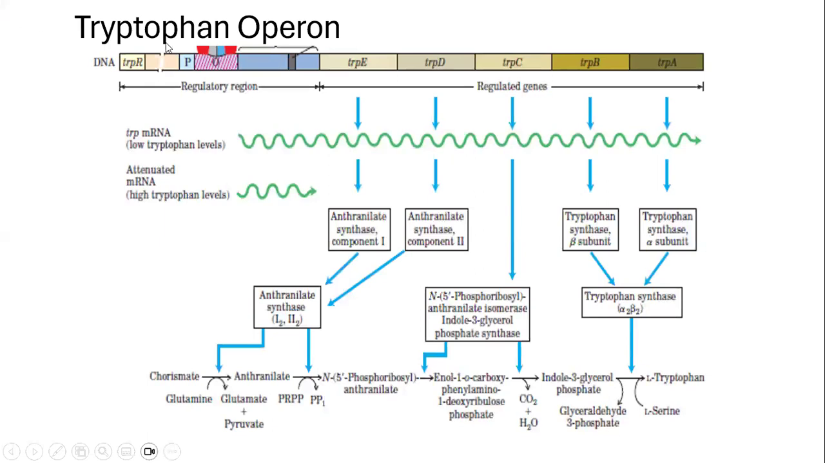So here we have the structure of the tryptophan operon, and it is divided into the structural genes, that is tryptophan E, D, C, B and A. Upstream of the structural genes is present the regulatory region, which consists of promoter, operator and a leader gene sequence. We also have presence of a tryptophan R gene that encodes for a repressor protein within the regulatory region.